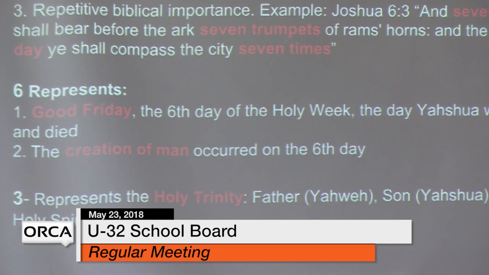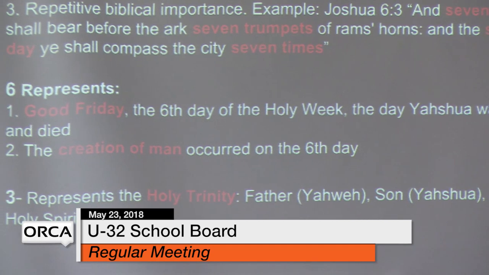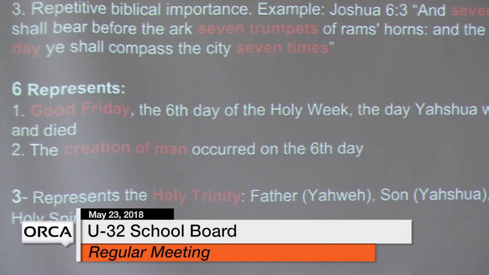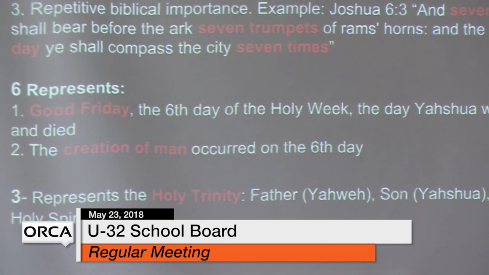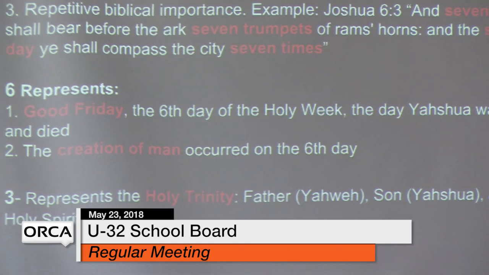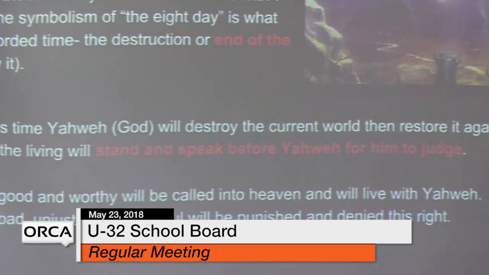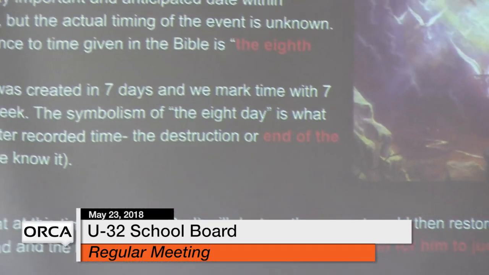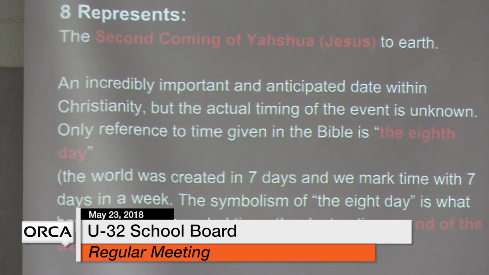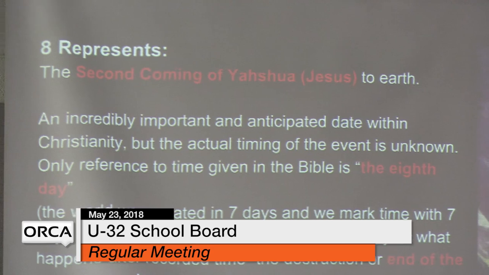6 also represents the day of the creation of man that occurred on the 6th day out of the 7 days of creation of the world. And number 3 represents the Holy Trinity, the Father, Son, and the Holy Spirit. And the last one is number 8, which represents most commonly the second coming of Yeshua or Jesus to earth.